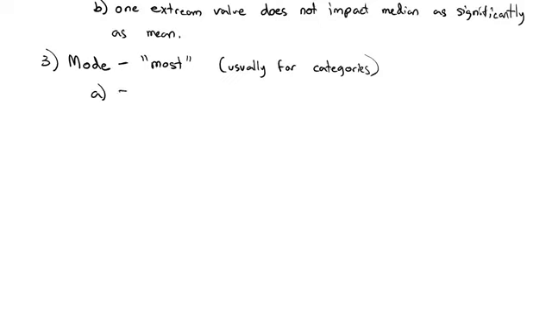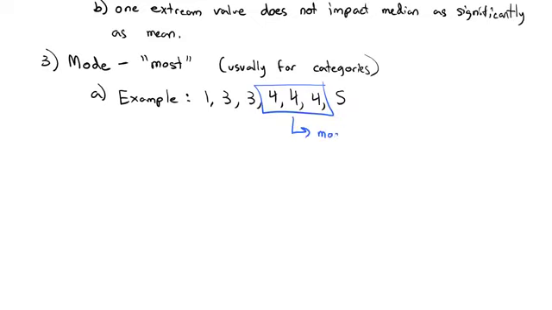We seem to be using this example data of 1, 3, 3, 4, 4, 4, 5. So let's keep using it. And what we see is the number 4 appears 3 times. It is the one that occurs the most often. So we will say that the mode is equal to 4.